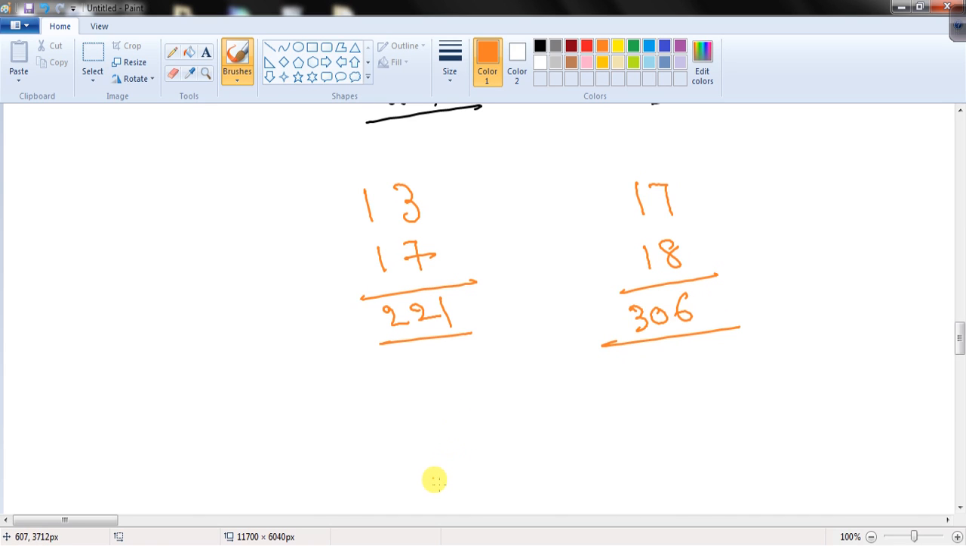Let me do the last question. 16 into 18. 16 plus 8 is 24, so 240. 6 into 8 is 48. 240 plus 48, 288.